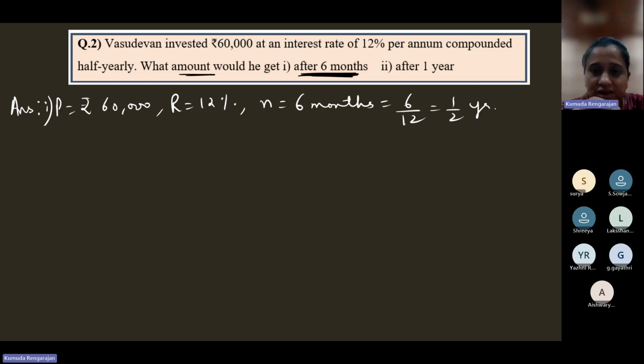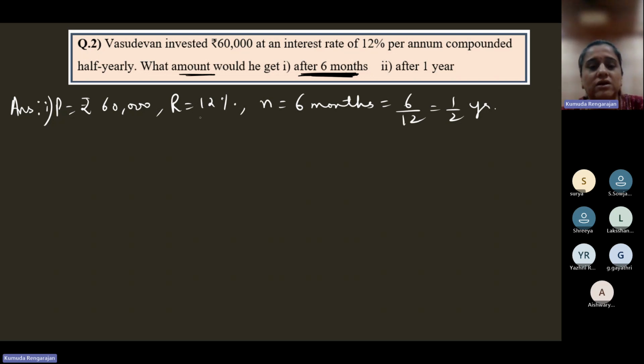But in this case, where the interest is compounded half yearly, interest is given every 6 months. So when Vasudevan visits the bank after 6 months, he will see his money 60,000 plus the interest which is given. That's what you'll have to find. What amount would he get after 6 months and then after 1 year? For both these, interest is given half yearly. Interest compounded half yearly for both the subdivisions 1 and 2. Okay, now we are working 1.